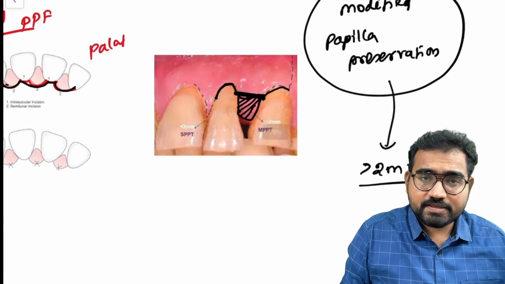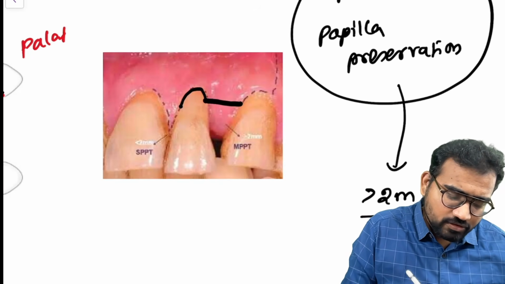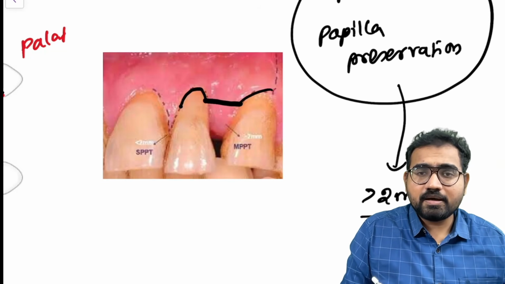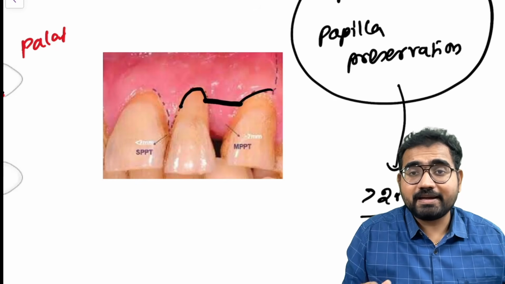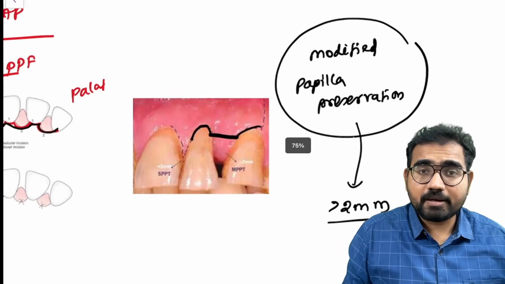In conventional, I'm giving semilunar incisions palatally, so that I'm going to raise the flap buccally. Whereas here, I am giving incisions at the base of the interdental papilla, and I'm reflecting the flap palatally. This is modified papilla preservation.